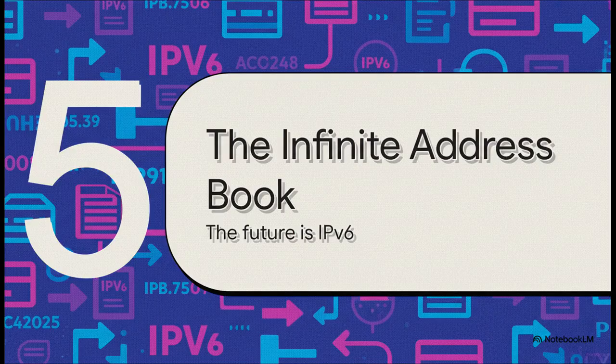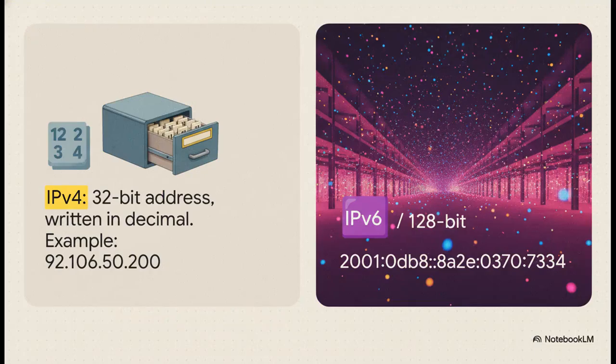But, you know, workarounds can only get you so far. With the explosion of smart devices, the Internet of Things, we needed a real long-term solution. We needed a new, way bigger address book. And that's where the future comes in, IPv6. Just looking at them side by side, you can immediately see the difference.